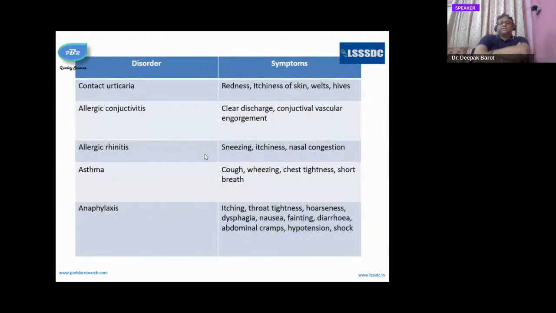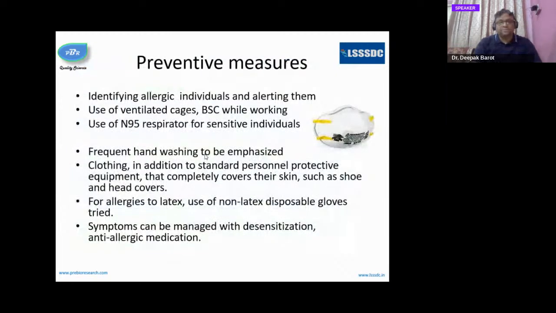So these are the disorders and symptoms which you can see: redness, itchiness, contact urticaria, allergic conjunctivitis, rhinitis, asthma, anaphylaxis. All these disorders can be seen in the people who are handling these animals or who are working very closely with the animals.